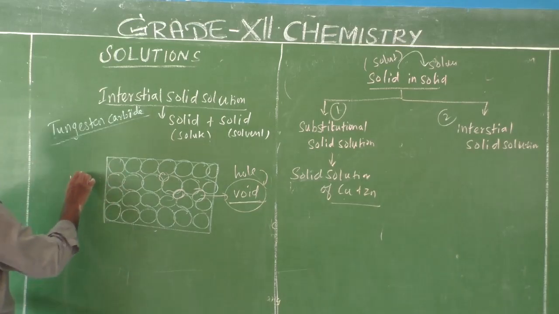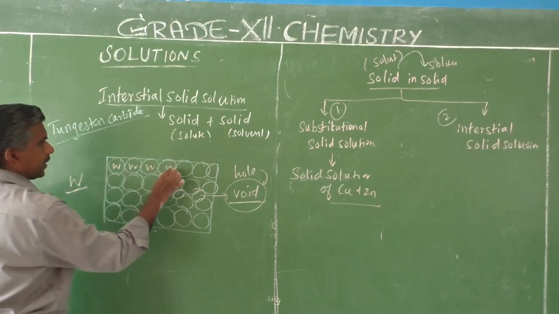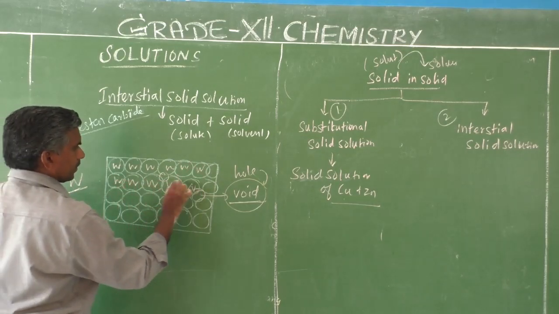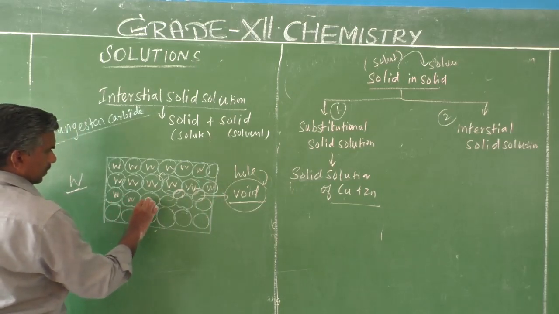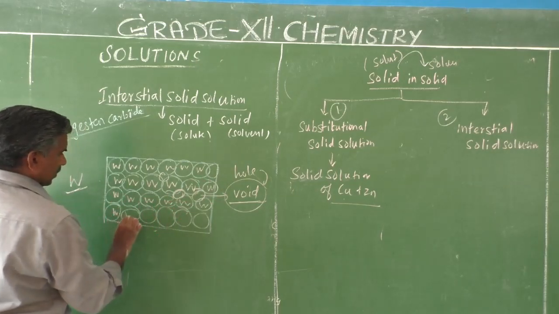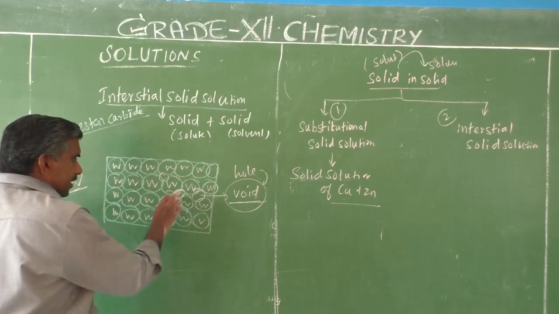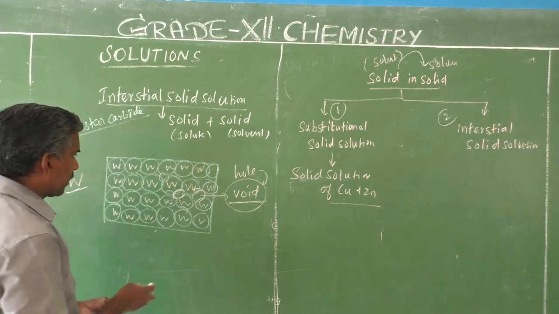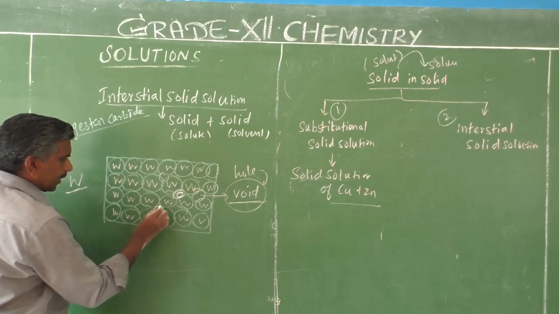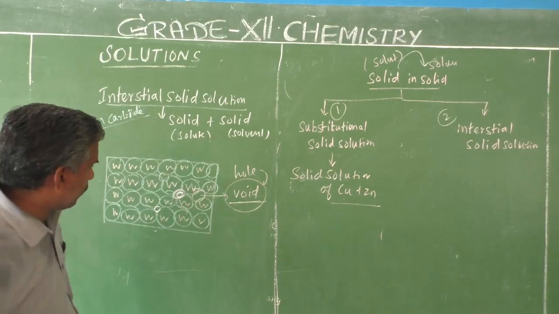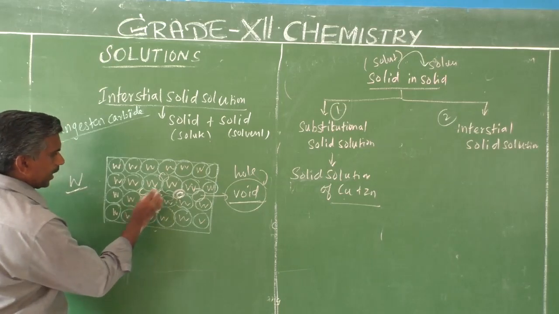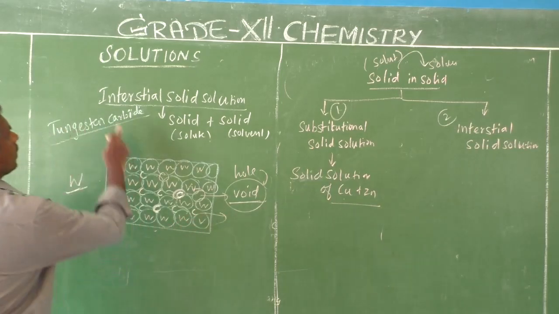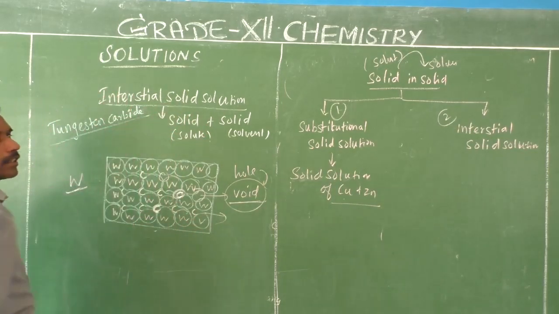This is the tungsten metal. All the tungsten metal atoms are present, and in the holes, the voids, carbon is present. Carbon fills the gaps. That is known as an interstitial solid solution.